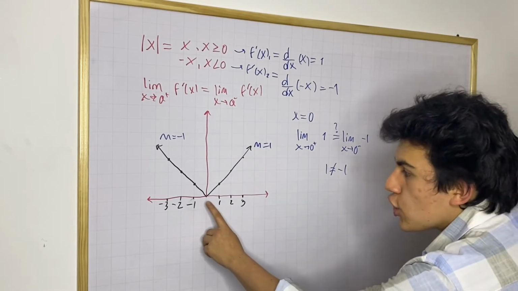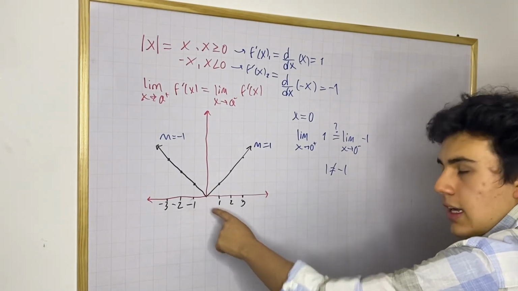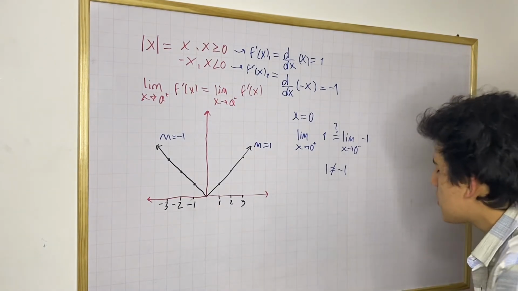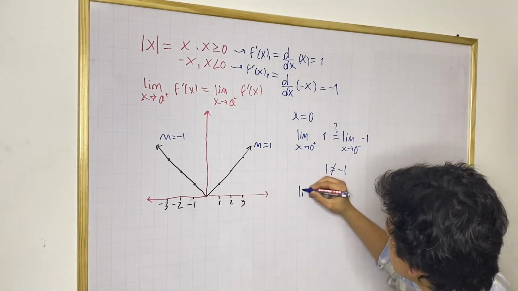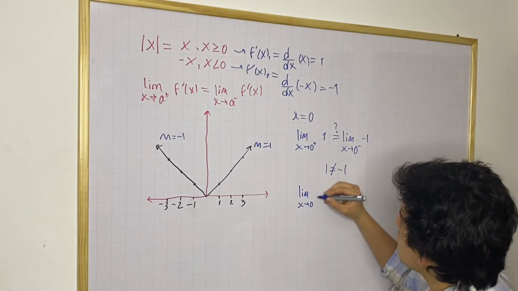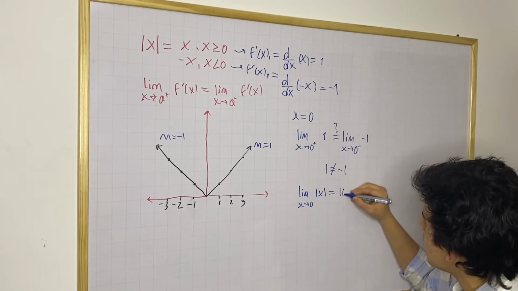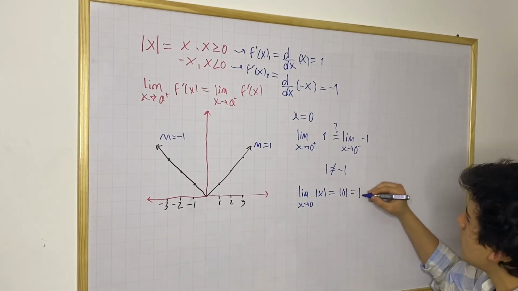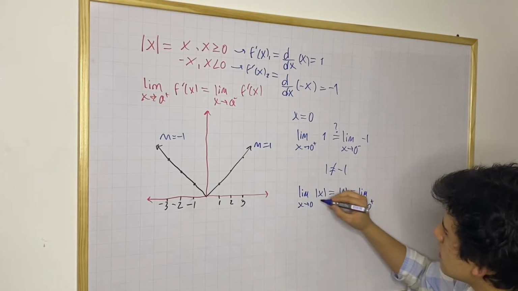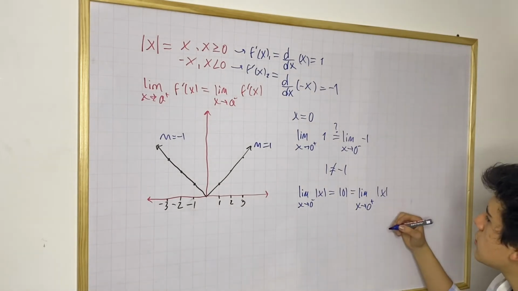However, I'm sorry, this function is continuous at x equals 0. Why? Well, let's try. We know that the limit as x approaches 0 for the function absolute value of x should be the same as the absolute value of 0, and it should also be the same for the limit as x approaches 0 from the right side and from the left side, for absolute value of x. Okay, now let's see what we get.